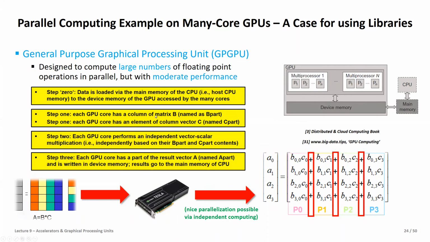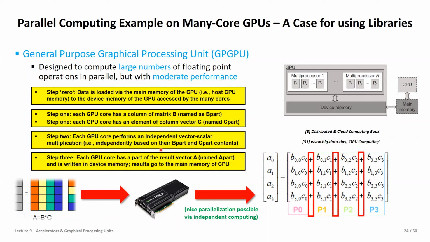In step 1, we would say that each of these GPU cores has this column matrix B, what we would say maybe the B part, and then also, of course, has an element of the column vector, the C part, where you can then program it, as I said, and then it will be executed as a color code here. And this means that also in step 2, everybody works independently on the problem, right? Once I have chunked it up and put it onto different elements in these processors, then of course this is independently computed, which is nice in order to do this vector scalar multiplication.